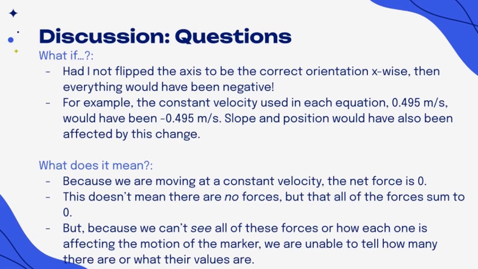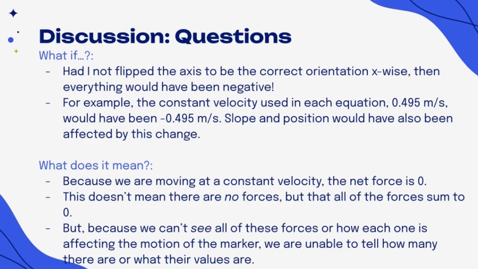Now for some additional questions. Discuss briefly how your results would change if you did not flip the axes. Had these axes not been flipped, all of the numbers derived from the Tracker app would be negative. Velocity would have been negative 0.495 meters per second instead of positive 0.495 meters per second, and other values such as slope and position would have changed too.